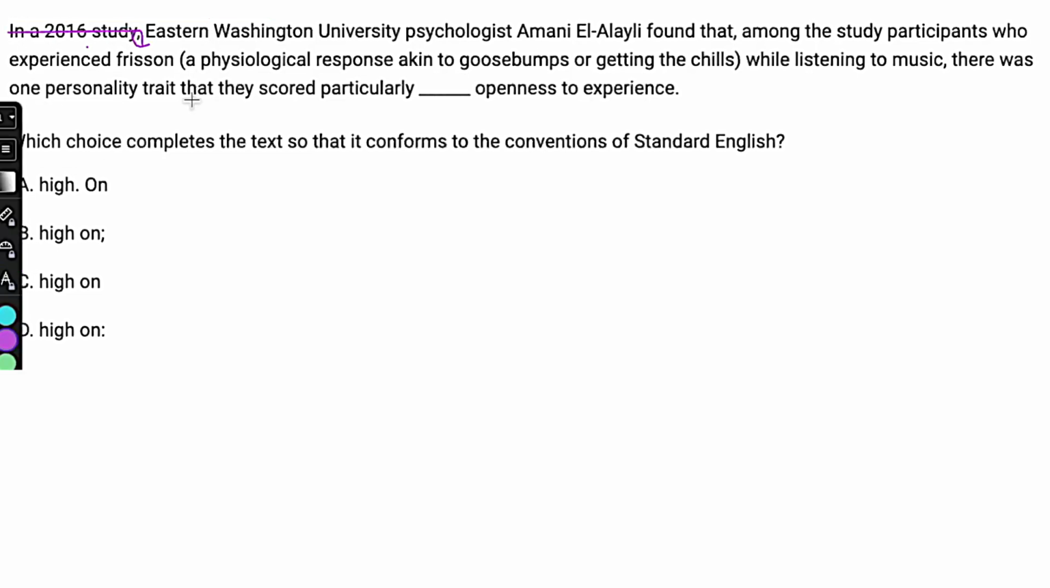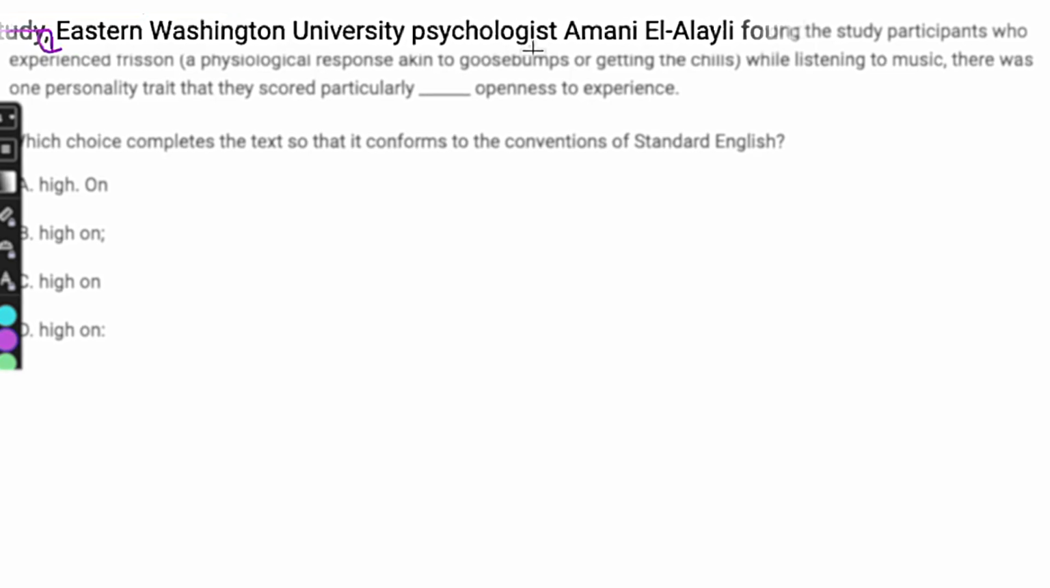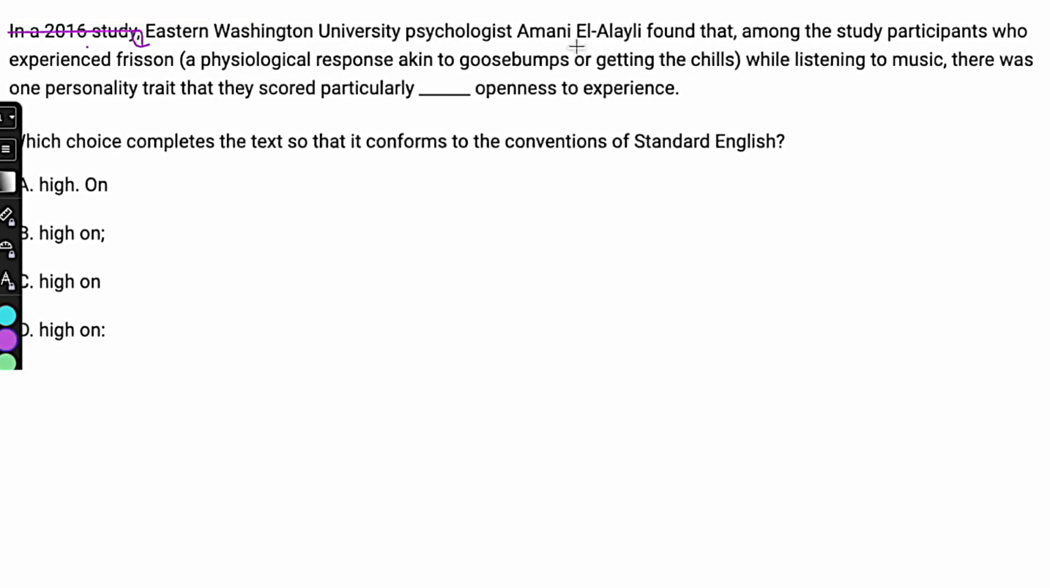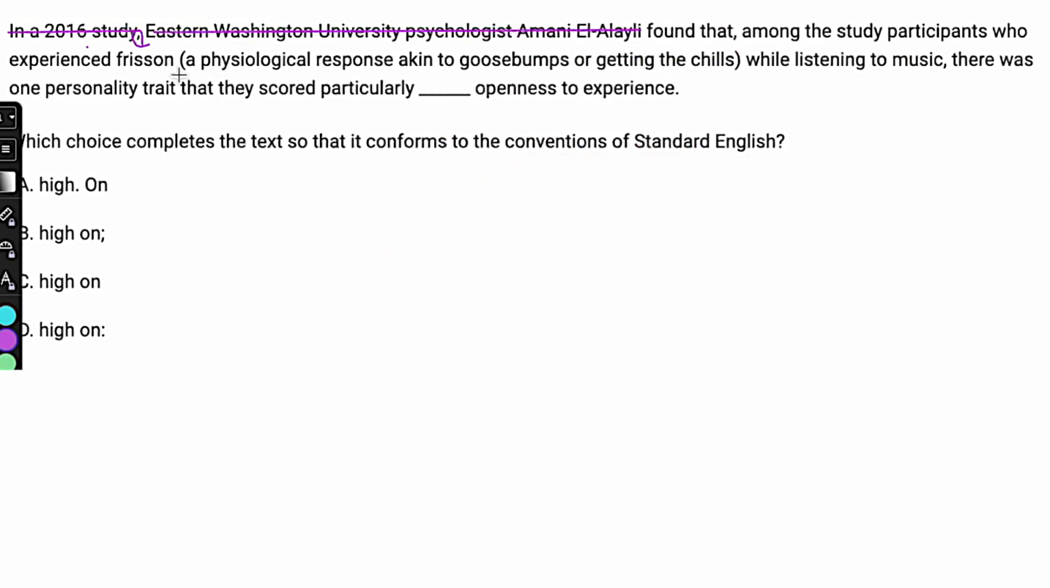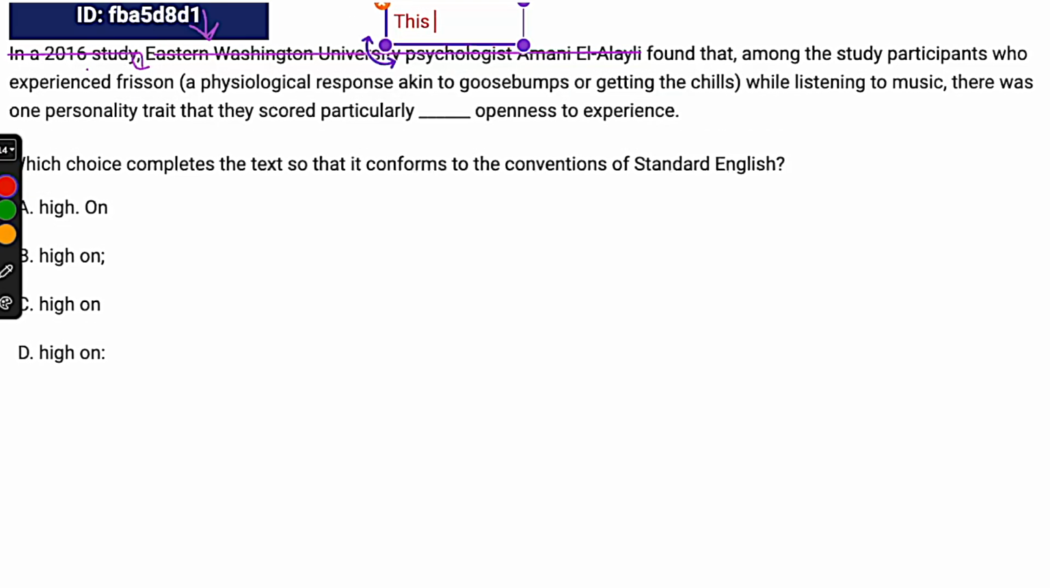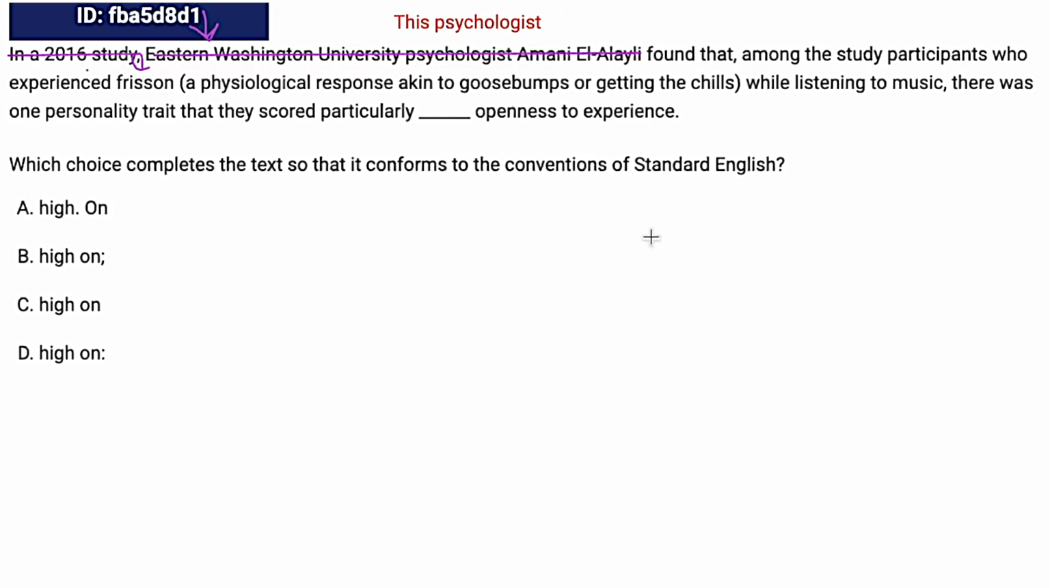And then speaking of the subject, this is a really long subject. It says Eastern Washington University psychologist Amani L. Aleli. That is a lot. What I would do is I would say no thank you, and I would just narrow it down to one or two words. So the main idea here would be something like this psychologist, right? And then I'm kind of thinking in my head, this psychologist. So that would be a great example of a really long subject that you want to simplify.